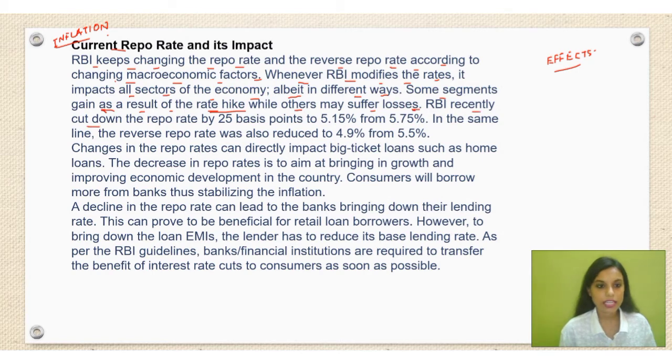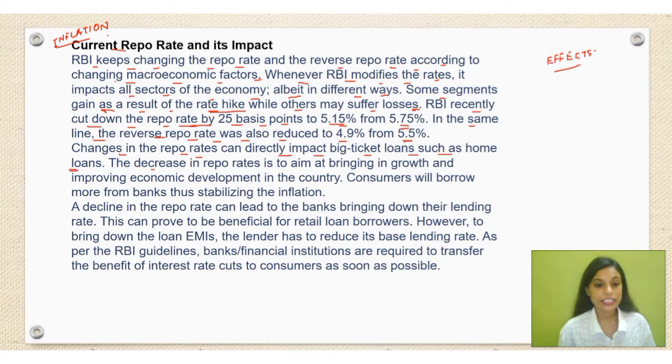RBI recently cut down the repo rate by 25 basis points to 5.15% from 5.75%. Now, in the same line, the reverse repo rate was also reduced to 4.9% from 5.5%. Now, changes in the repo rates can directly impact the big ticket loans such as home loans.